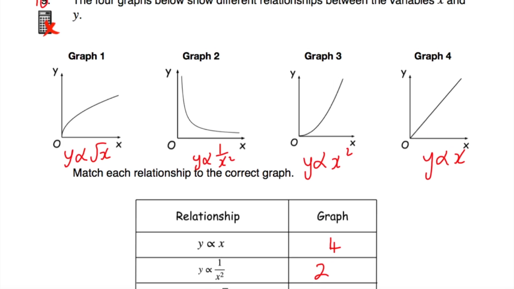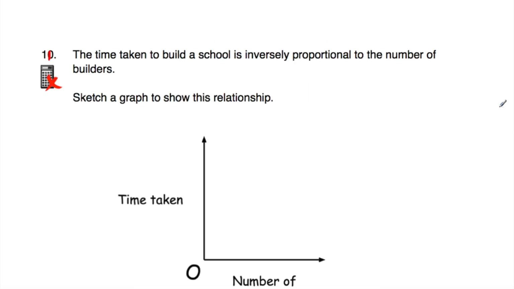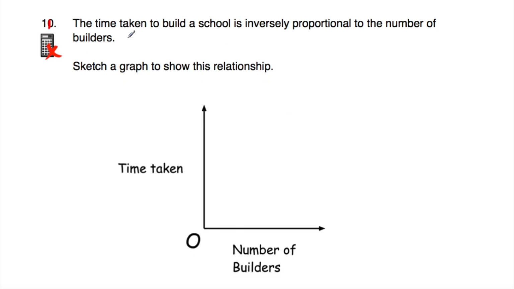Okay, and let's have a look at our next question, question number 11. Question number 11 says the time taken to build a school is inversely proportional to the number of builders, because obviously as there's more builders, it's going to take less time to build that school. And it says it's inversely proportional. So I'm going to write that down as a relationship. The time taken is inversely proportional to the number of builders, and n's the number of builders and t's the time taken. So if you increase the number of builders, the time taken will go down.